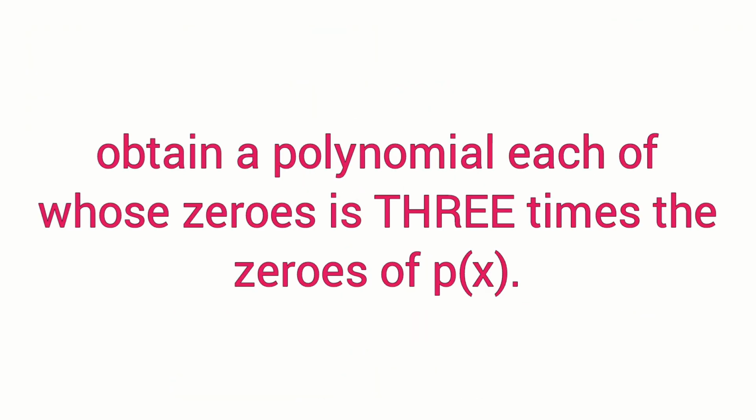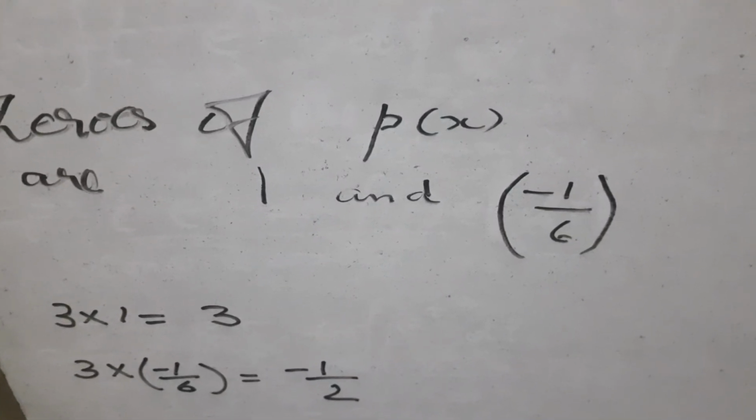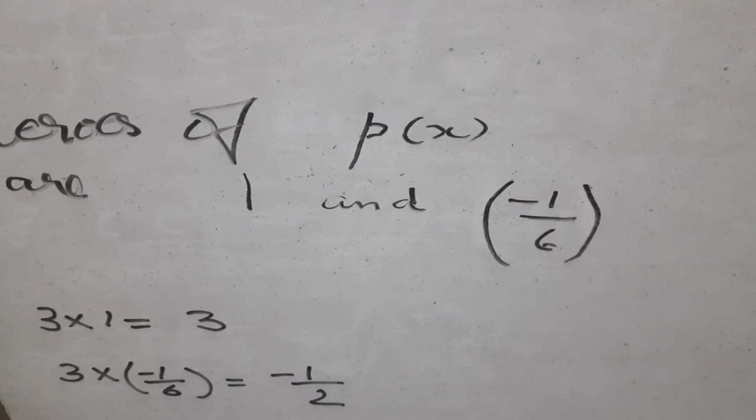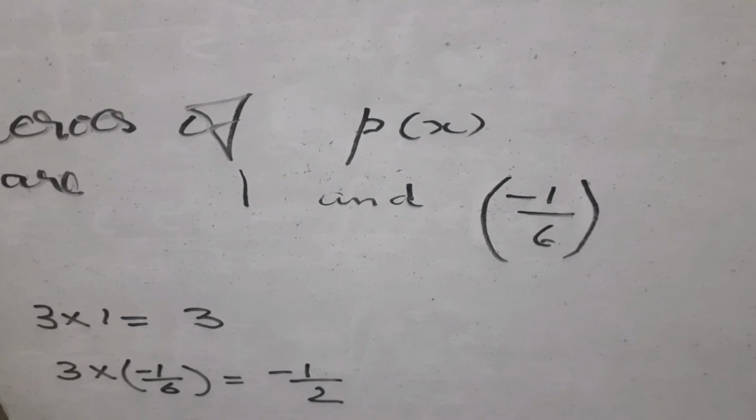For the new polynomial, the zeros are 3 times the zeros of p of x. That is 3 times 1 and 3 times minus 1 by 6. So, zeros of the new polynomial are 3 and minus 1 by 2.